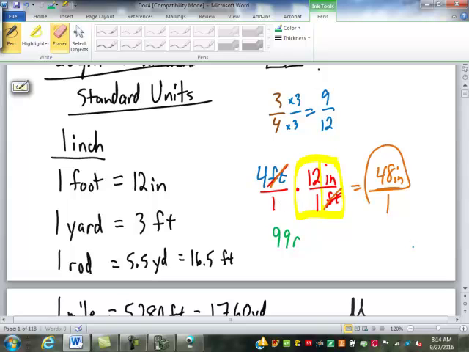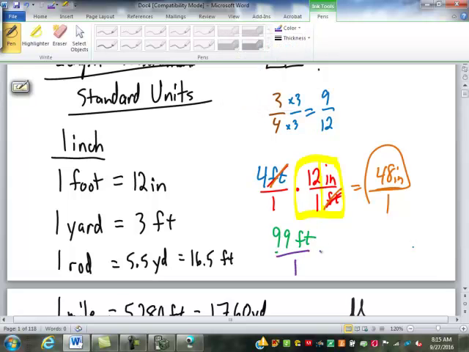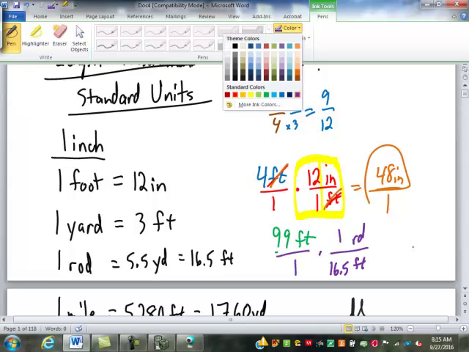Or actually, no, let's do 99 feet. And I want to convert it into rods. So we'll put it over 1. Feet are going to go on bottom, so they cross cancel out. Rods will go on top. Relationship between rods and feet, 1 rod is 16.5 feet.